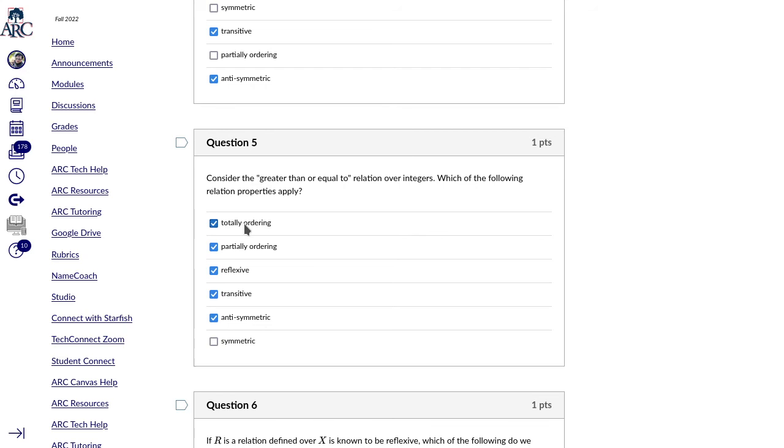Any questions about number 5? Would less than or equal to have the same properties? Yep. Less than or equal to would be totally ordered as well.